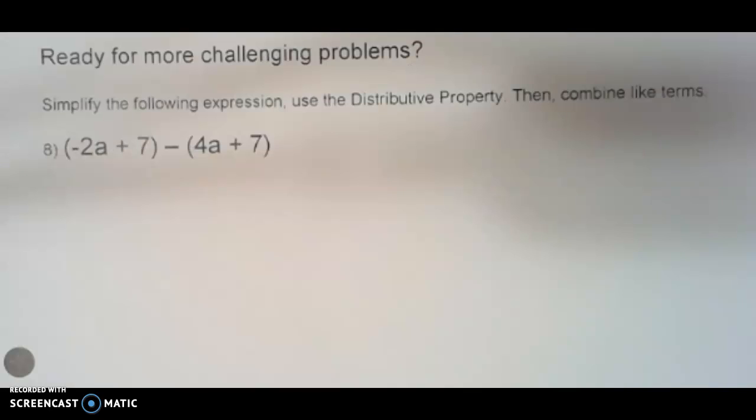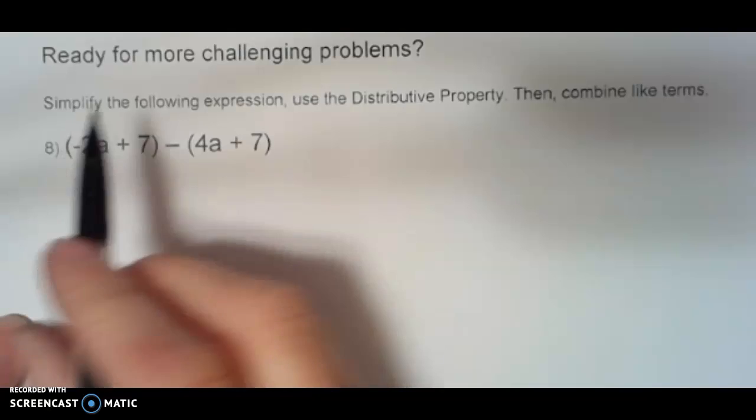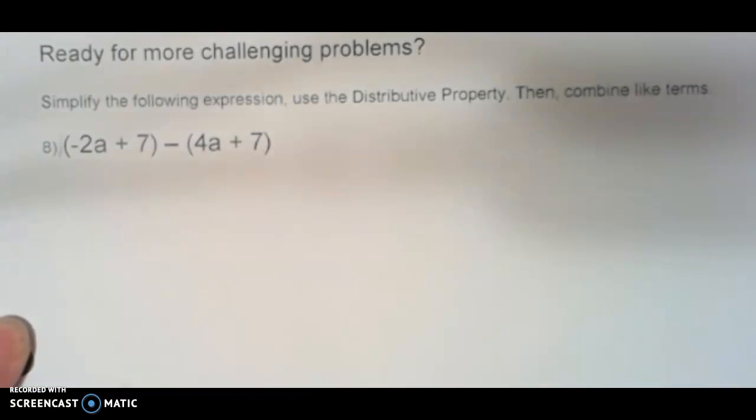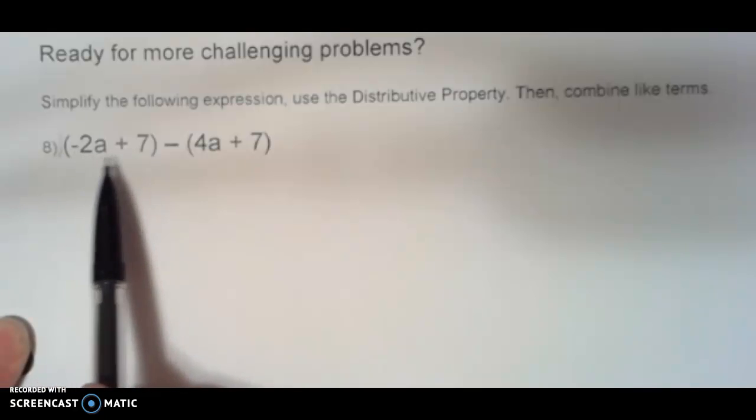In the next example, we have a more challenging problem. We're going to simplify the expression using the distributive property, and then we're going to combine the like terms. And so in this example, I have in parentheses -2a plus 7 minus in parentheses 4a plus 7. It doesn't look like there's anything that needs to be distributed, but remember that there are numbers in front of those parentheses. In front of this first set of parentheses, there's an invisible 1 that's right there.